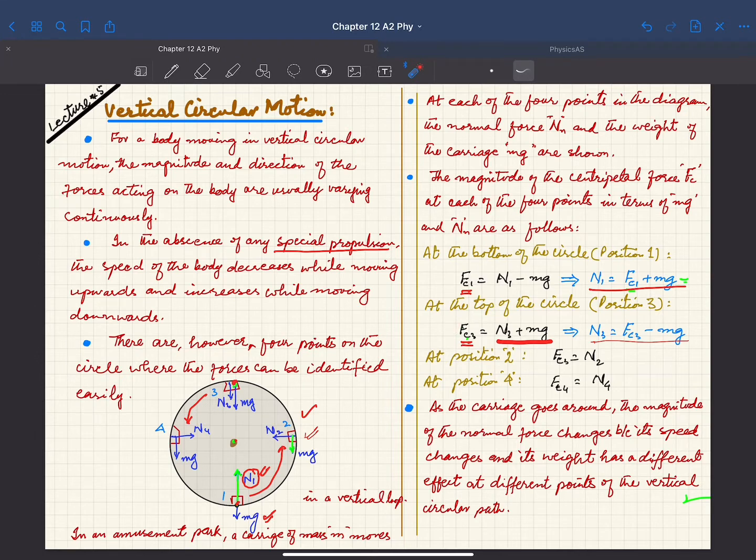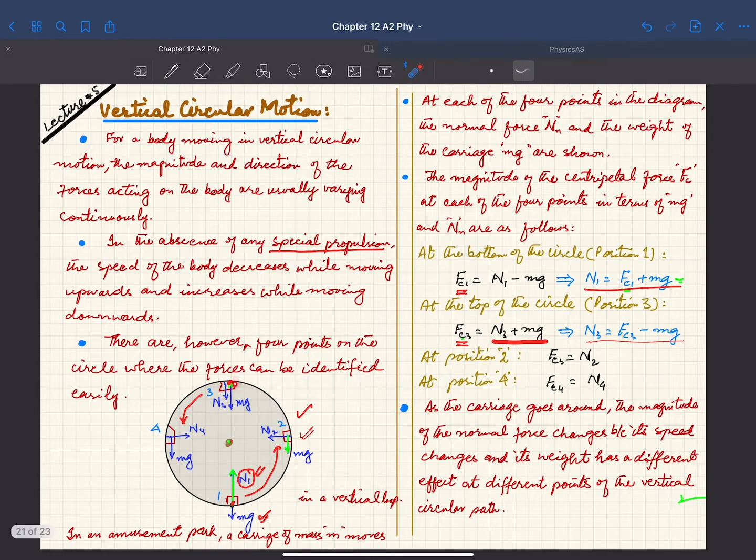Now, as the carriage goes around, the magnitude of the normal force changes because the speed changes, as we have just discussed: the speed is decreasing when you are moving up and is increasing when you are moving down. So the weight of course has a different effect at these two different points, and ultimately the centripetal force is also different.